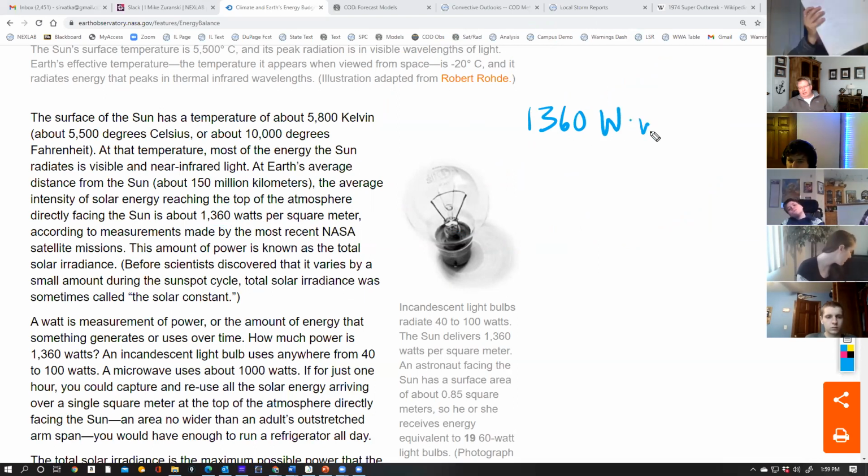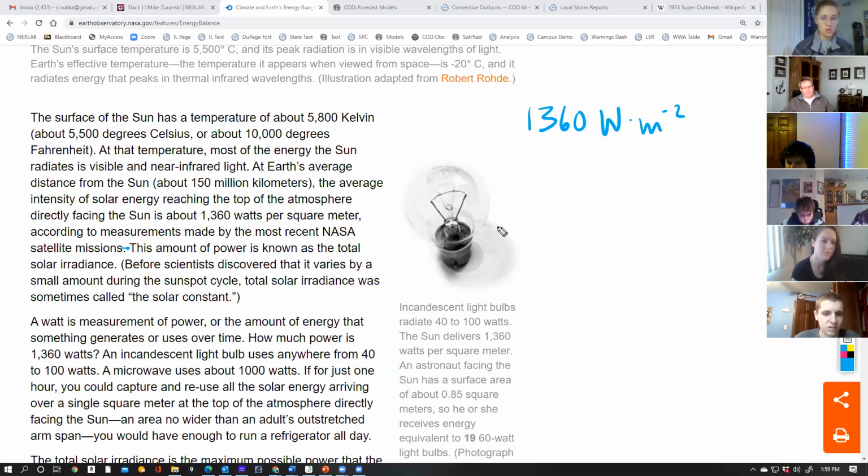Watts per meter squared. That's the irradiance hitting the Earth. Okay, one more sentence. This amount of power is known as the total solar irradiance.